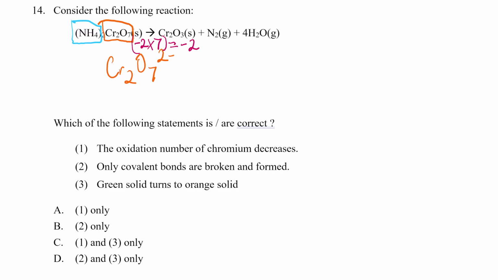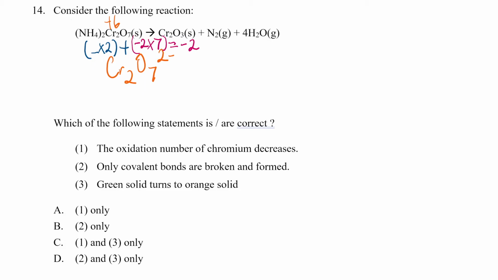Now for chromium, on the other hand, whatever my oxidation number is, I don't know, but over here I know that there are 2 chromium atoms. So don't forget you need to times it by 2, and there's a plus sign here. So whatever the oxidation number is, times it by 2 plus whatever you calculate. When you do the math, you should get that the oxidation number of this chromium on the left is +6.